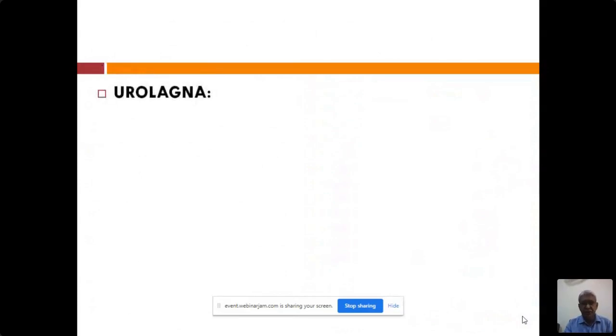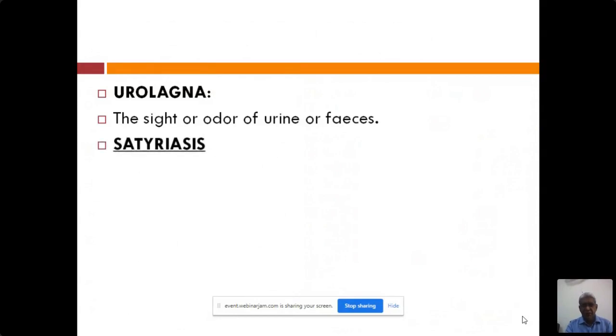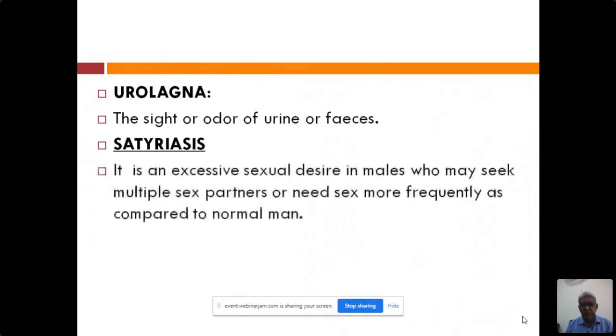Another perversion is urolagna. This is gratification by the sight or odor of urine or feces. Another is satyriasis. This is excessive sexual desire in males, who may seek multiple sex partners or need sex more frequently as compared to a normal man. It is abnormal, excessive sexual desire seen in males. If this excessive abnormal sexual desire is seen in females, it is said to be nymphomania.